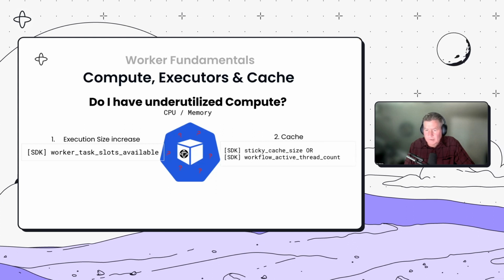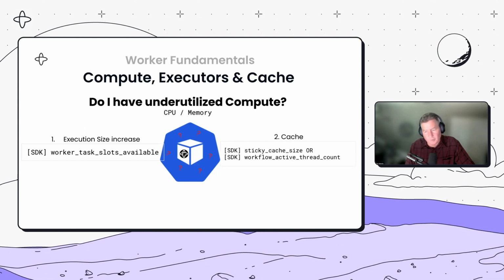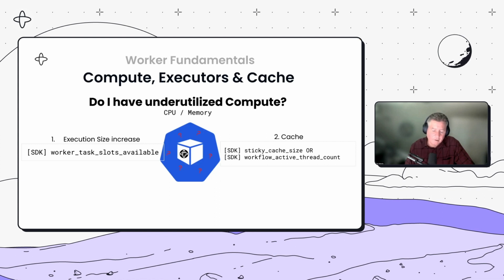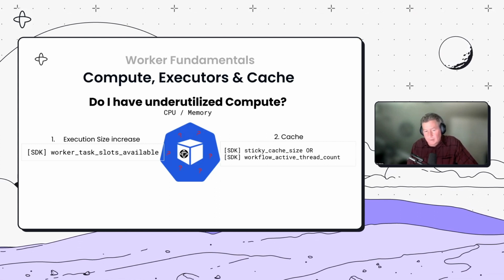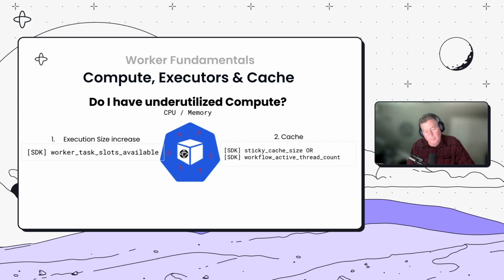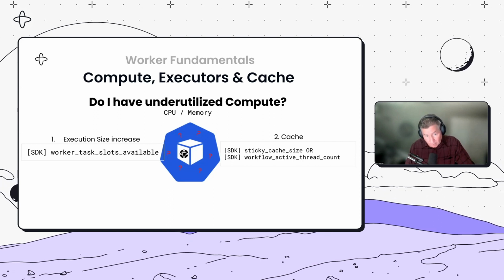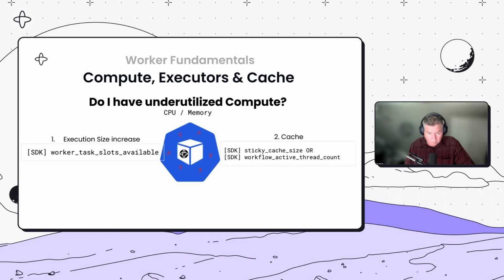Secondly, you might want to consider increasing the cache size or the active thread count if you're using the Java SDK in order to keep more around for these executions. So that'll make your application more performant, and it'll also use up, of course, more of your compute resources.